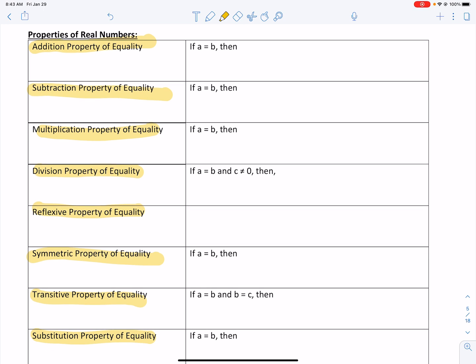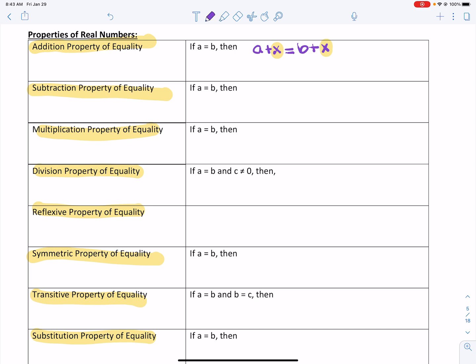So the addition property of equality, let's start with that one, is saying that if A equals B, then A plus X equals B plus X. So we are saying that if you add the same thing to both sides, then that's the addition property of equality. It doesn't matter what I add, that's why I'm using an X, because it can be absolutely anything, but if I add something to both sides, then it's called the addition property of equality.